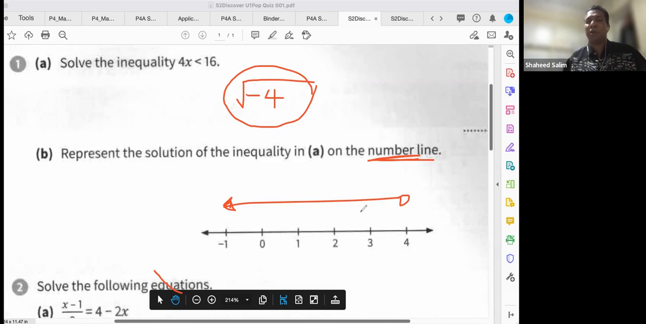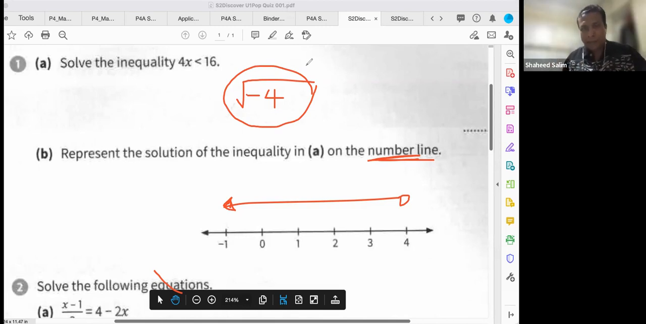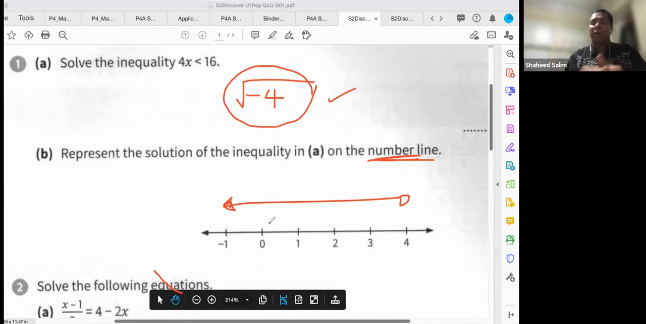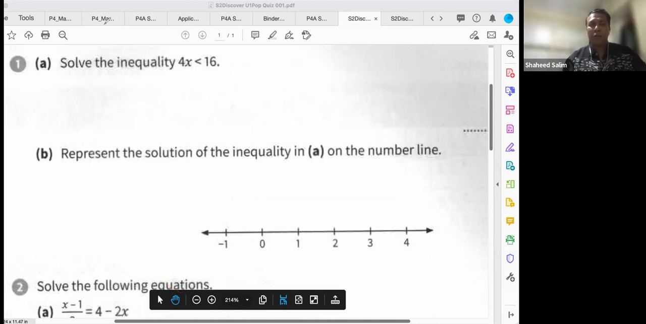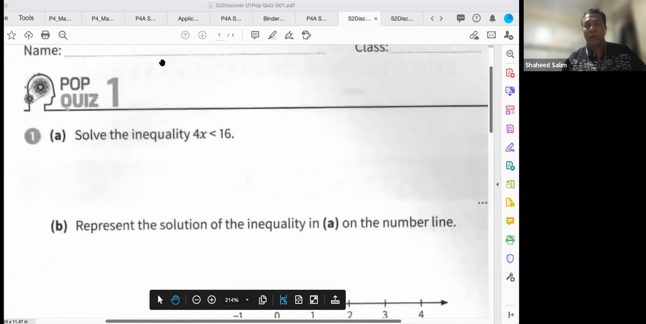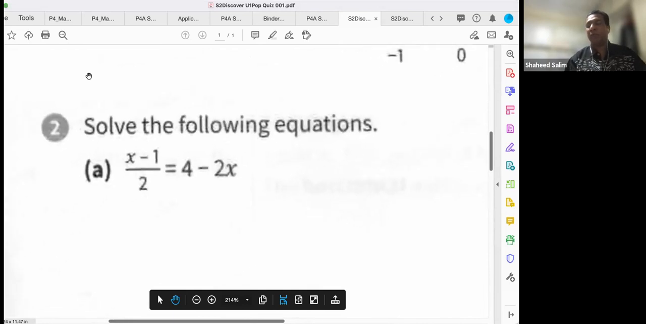Rational means, what does rational mean? Logical thinking. Irrational means that you are crazy like that. So this is, let's say, a crazy number. Why crazy number? Because you cannot show it on the number line. Numbers that are real can be shown on the number line. But never mind, we move on to the next one. So again, this pop quiz is actually a revision of your whole first chapter. So this one you already can do. Can you try question number 2, please?